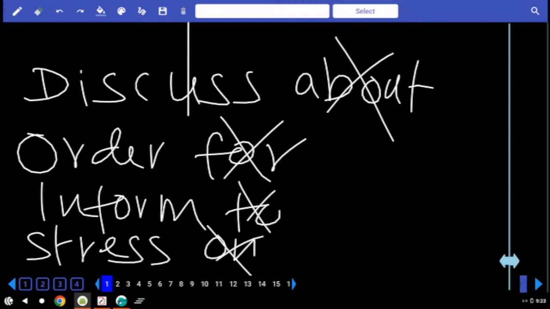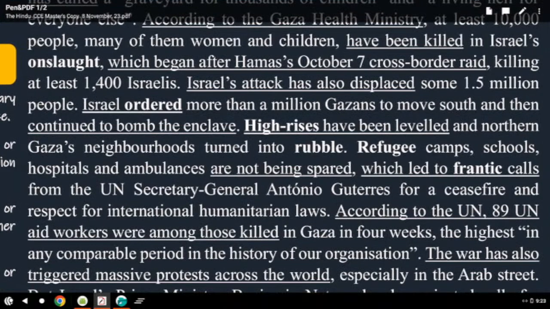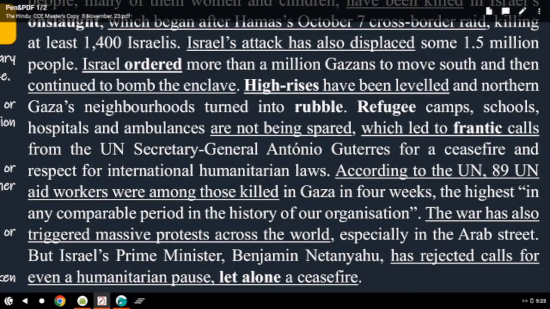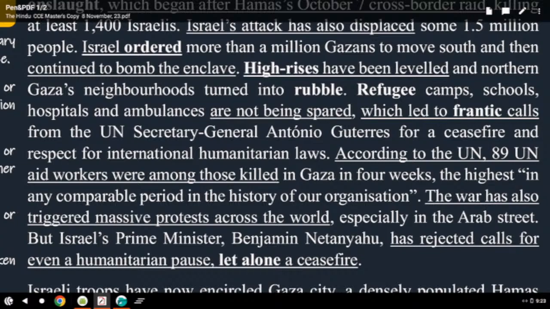Have you copied? Fine. It says, Israel ordered more than 1 million Gazans to move south and then continue to bomb the enclave. Enclave here means a place. Write the meaning. Enclave means the place. It warned people to move out. Then it started bombarding. High rises have been leveled. First question based on grammar, which tense, which voice? Present perfect, passive voice. Please make a note. But why are the two words in bold? What are the two words? High rises. What do you understand from that? High rises means tall buildings.